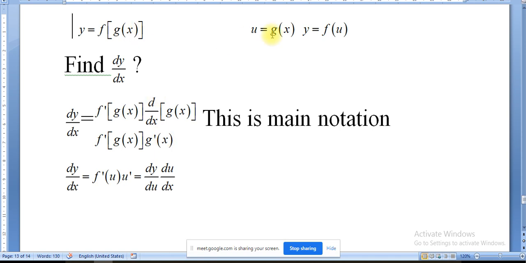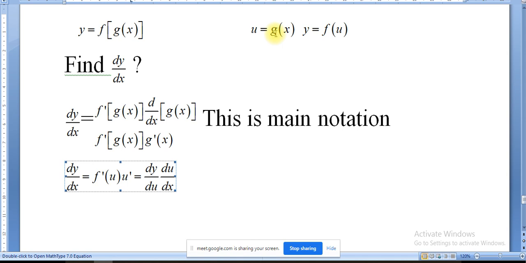Now we are making it simpler for you. I am calling g of x as u. Now you can see these two things. G of x is replaced by u, and y is nothing but, when I replace g of x by u, it will become f of u. So y is f of u. Coming back to this part, if I replace g of x by u, it becomes f dash of u and g dash of x.